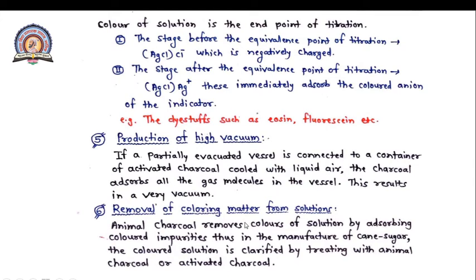Now, removal of coloring matter from solution. Animal charcoal removes the colors of solution by adsorbing colored impurities. For example, in the manufacture of cane sugar, the colored solution is clarified. That means the colored impurities are removed with the help of this activated charcoal.